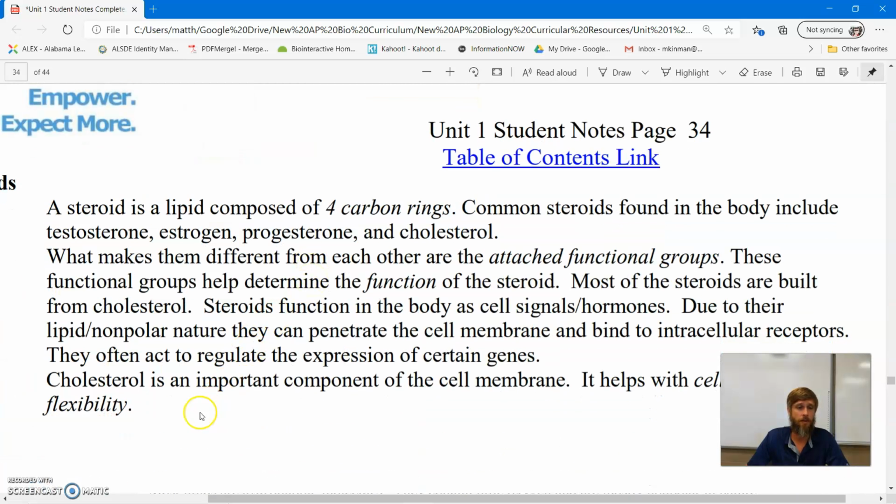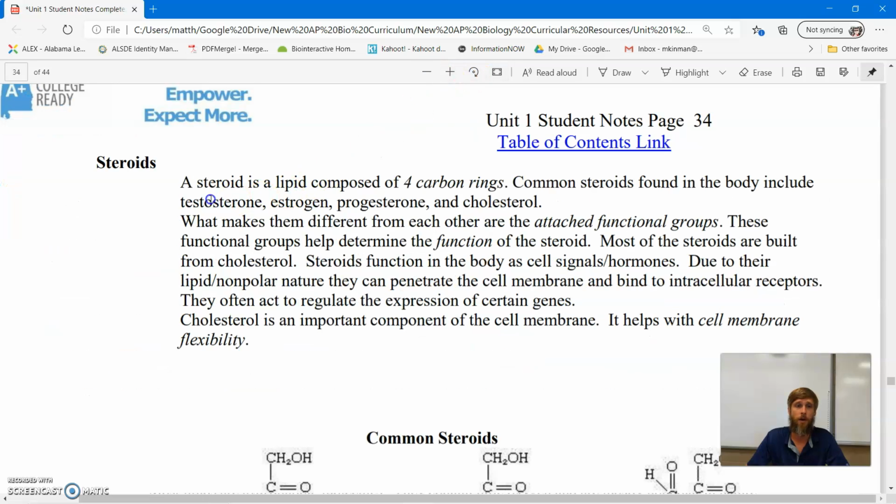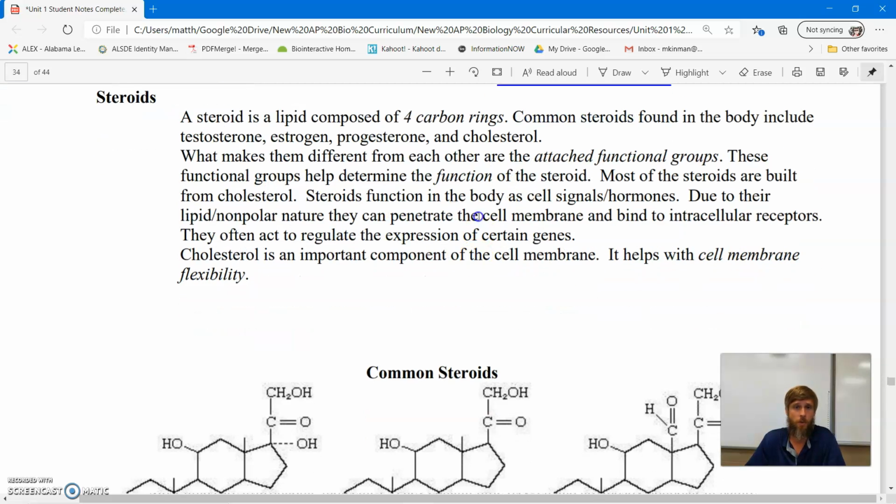Okay, so the last lipid that we're going to talk about are steroids. So a steroid is a commonly used phrase. You've all heard of steroids, or you've maybe gone to the doctor and gotten a steroid shot to help you fight through if you've had pneumonia or whatever. It kind of ramps up your body's systems to help you fight through it. So a steroid is a lipid composed of 4 carbon rings. Common steroids found in the body include testosterone, estrogen, progesterone, and cholesterol. I bet you didn't know cholesterol was a hormone.